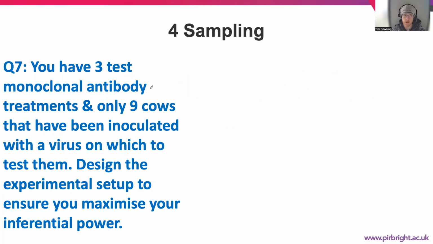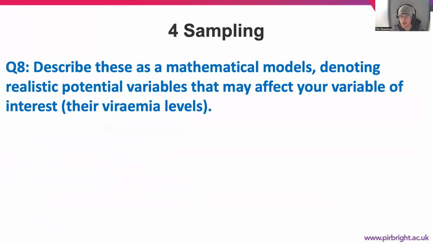Okay, another question. You've got 3 test monoclonal antibody treatments and only 9 cows that you can inoculate with the virus that they treat. So how would you design the experimental setup to maximize your power? You can think about costs, time, there's lots of variables, facilities. All of these kind of impact how we approach these things. Extending from question 7, now describe this as a mathematical model denoting realistic potential variables that would affect your data. And say your variable of interest is your viremia levels in these cows that you have.